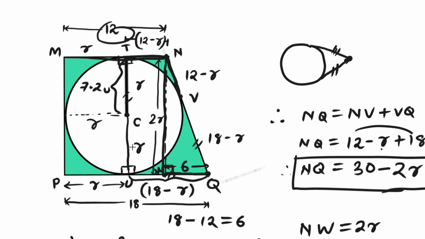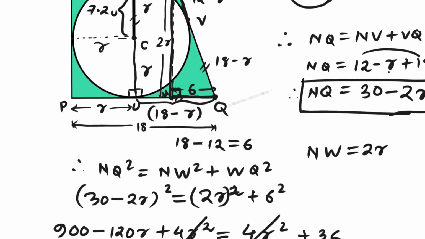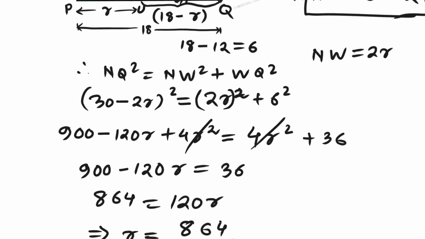I hope this problem helped you see how tangent properties, rectangles, and the Pythagorean theorem work together in one elegant solution.